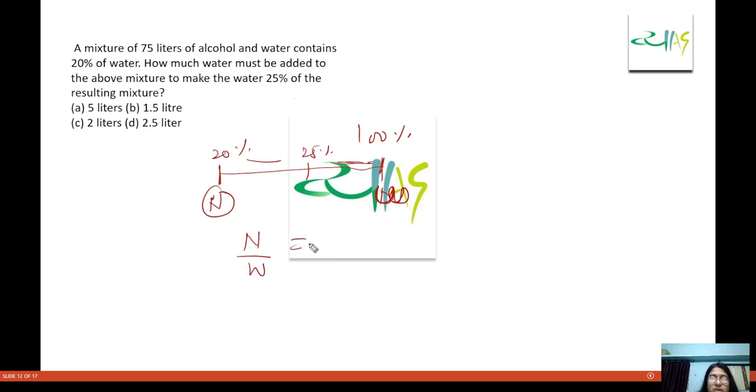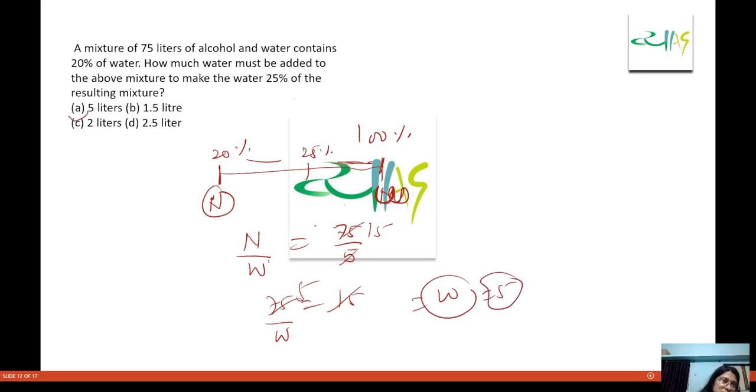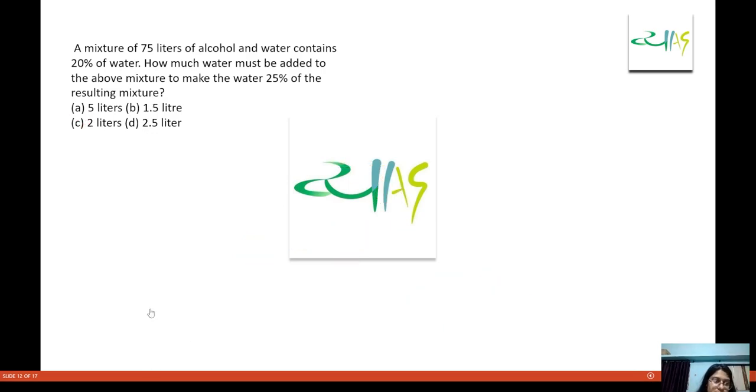Okay, so we have this n quantity, so obviously we get what? N by w is equal to 75 by 5. So that means we have how much? This is 15. Okay, this is 15 times, and you know this n is 75, so this becomes 5 times, and w is equal to 5. Okay, w is equal to 5 liters. So this is what you have to do in this question. Now let's move forward.